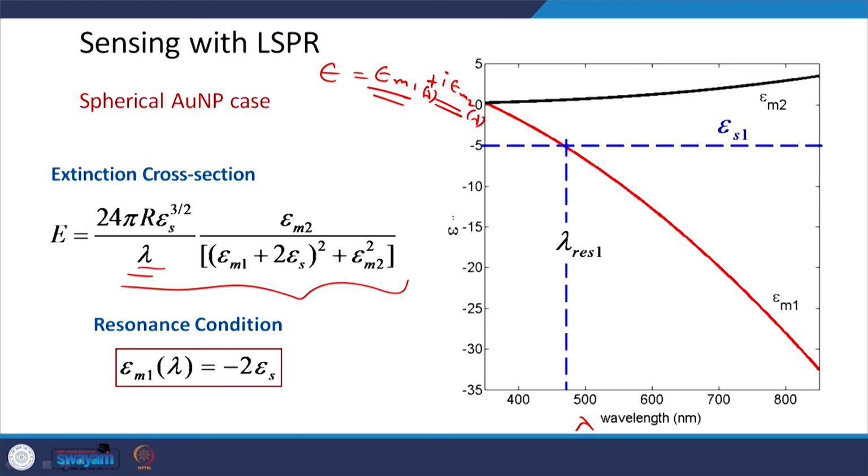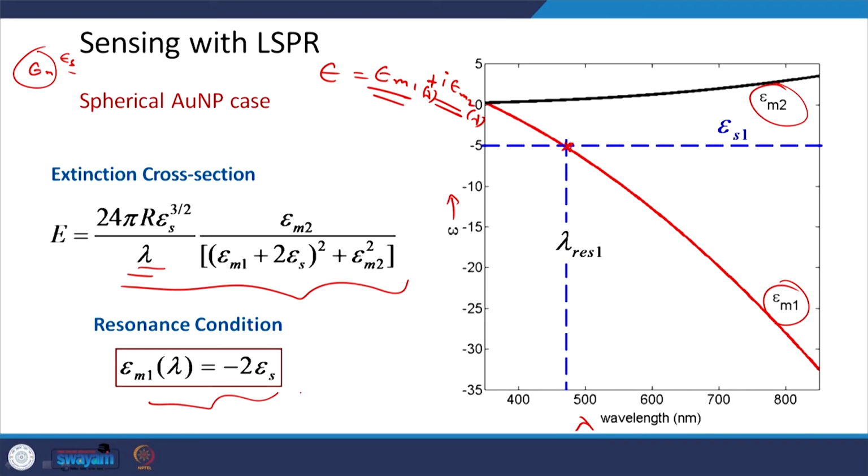So, here is epsilon, the red curve is the real part, the black curve is the imaginary part. Now, I take a medium which has dielectric function epsilon s, which is surrounding the nanoparticle. What you see is that for epsilon s1, this will be intersecting here. This is the condition when you have resonance. So, this is the resonance condition, and at some value of lambda 1, it will be resonating at epsilon s1.